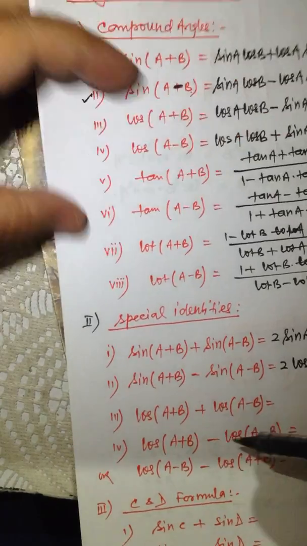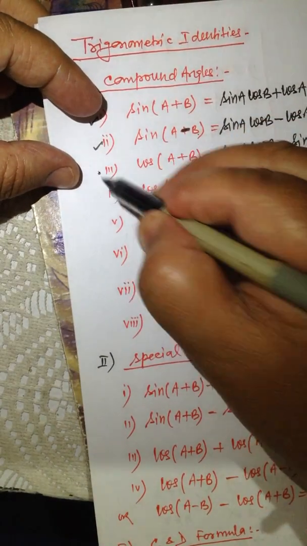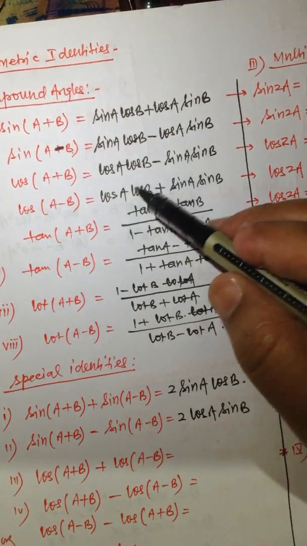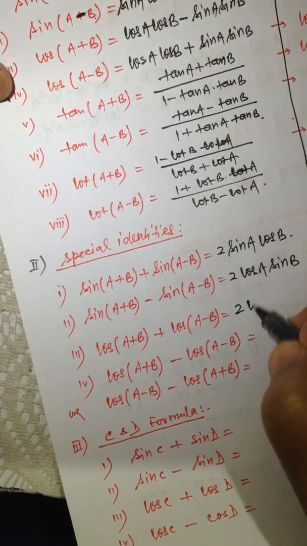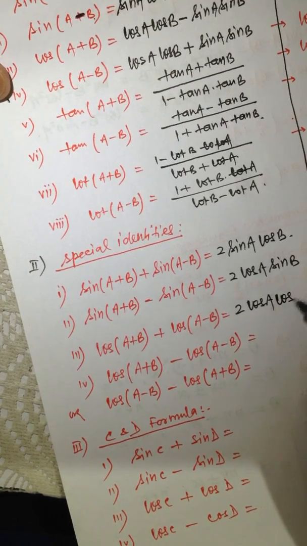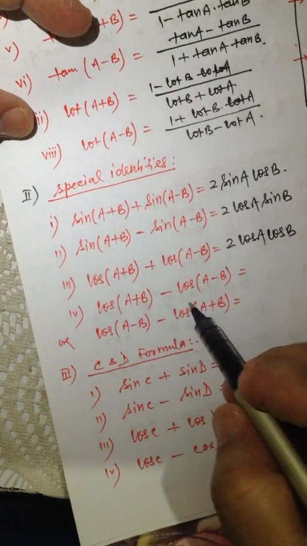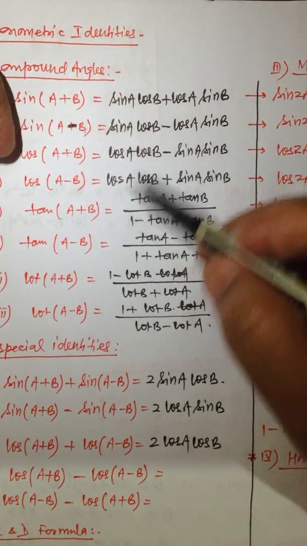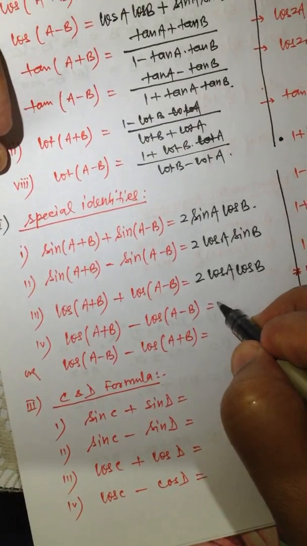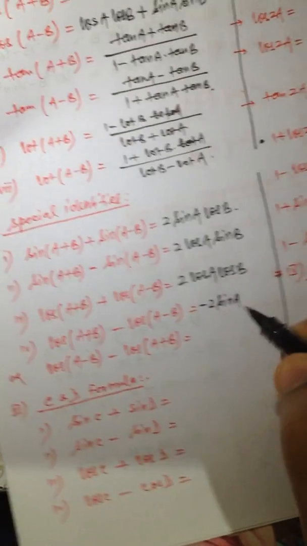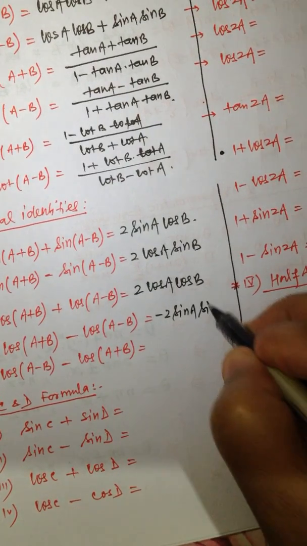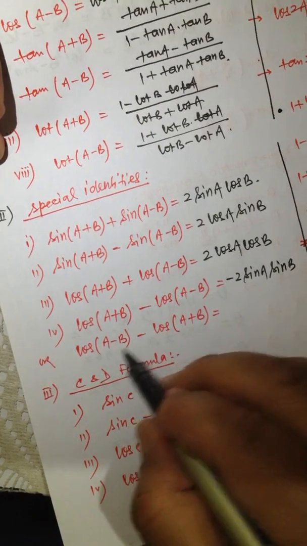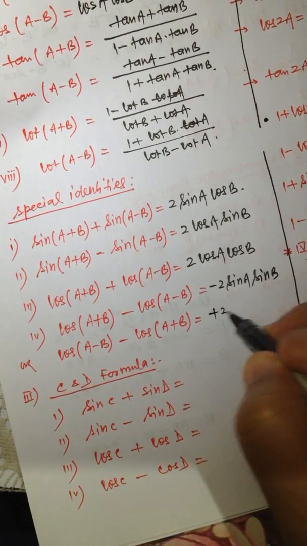Similarly, if we do cos A plus B and cos A minus B, adding these two identities, the sin terms will be cancelled, and 2 cos A cos B will be here. Okay, cos A plus B, if we are subtracting this, minus and minus here, so we get minus 2 sin A sin B. We can also write this the other way, replacing this minus this, so plus 2 sin A sin B.